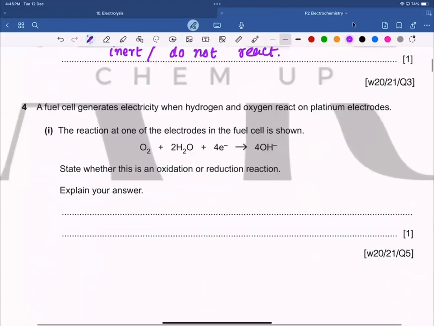Okay, now if you see this, a fuel cell generates electricity when hydrogen and oxygen react on platinum electrodes. A reaction at one of the electrodes in the fuel cell is shown. State whether this is an oxidation or reduction reaction. Explain your answer. Can you tell me whether it's a reduction or oxidation? We have just noted down the points of the summary. So to see what that states, what happens in oxidation.